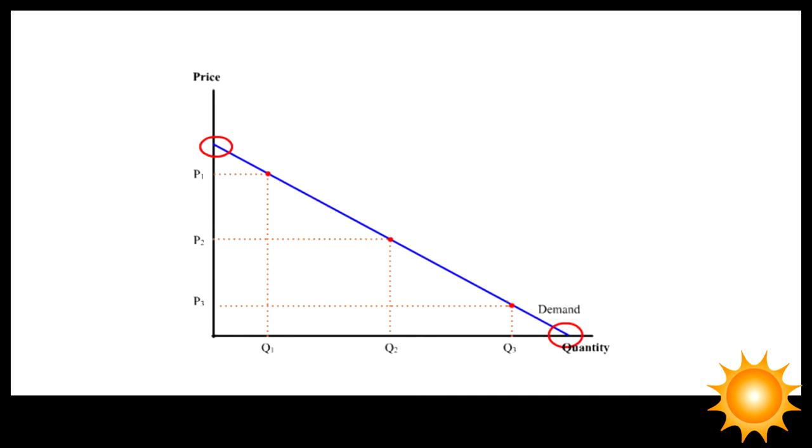When more is bought at lower prices, we say the quantity demanded has increased. When less is bought at higher prices, we say the quantity demanded has decreased.